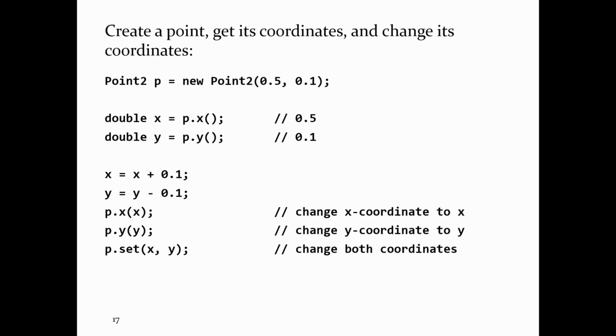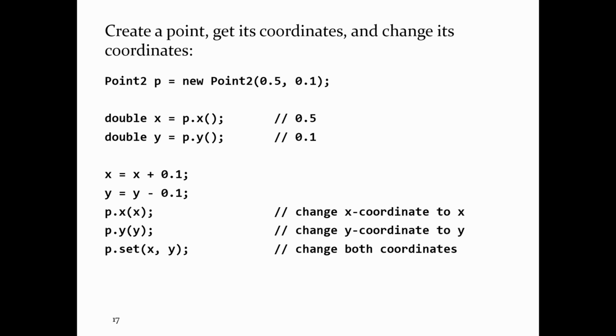All right, so here's an example of using the point2 class. Remember, point2 just represents a two-dimensional point, so it has an x and a y coordinate. If you are looking at the source code that you can download for the course, you can see the full implementation of point2 and everything that it can do. For now, we've got a constructor, and the constructor makes a point whose coordinates are 0.5 and 0.1.